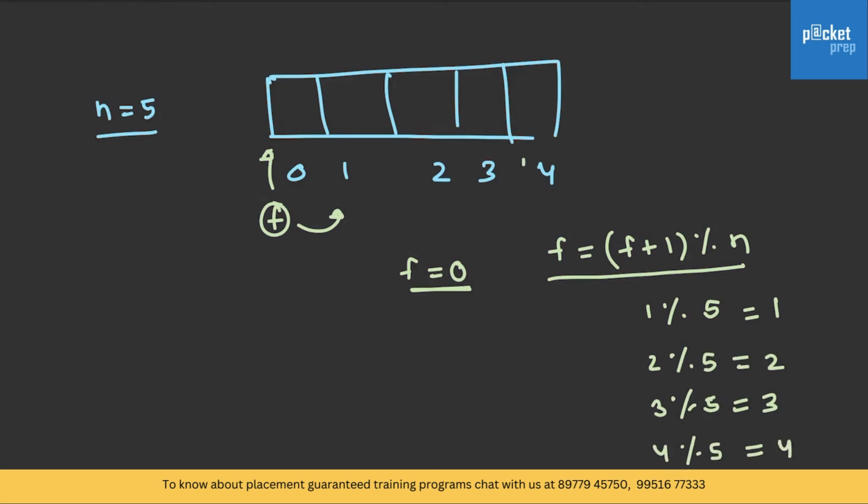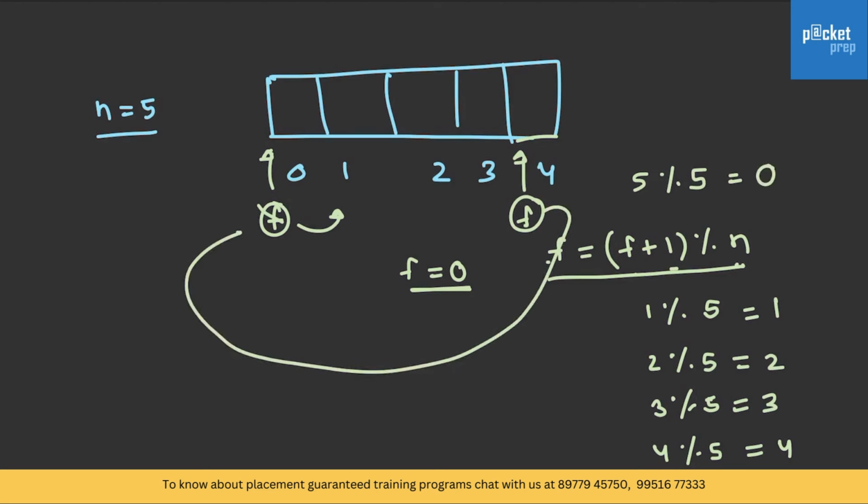Now if the f pointer is here, and you are trying to increment it further, so you are trying to again perform f is equal to f plus 1 modulo n. Now 5 mod 5 turns to 0, which means f is going back to its initial position of an array as if it is circular. So circular array can be implemented with the help of this operation. Just perform the addition and modulo operation with its length.